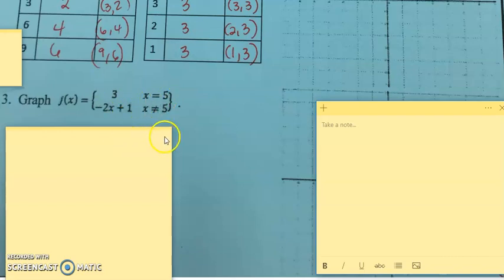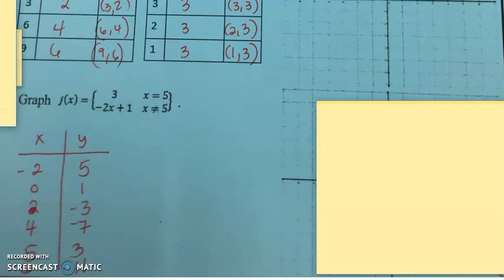So for the first part of this, in my table I created, I had x on the left, y on the right. I just started plugging in numbers, negative 2, 0, 2, 4. I included the number 5 and then 6. Once I started plugging those in, I plugged in all of the numbers, negative 2, 0, 2, 4, and 6 into the bottom equation. And you'll notice the only number that I plugged in to the top one is x equals 5, and that gave me a y of 3.